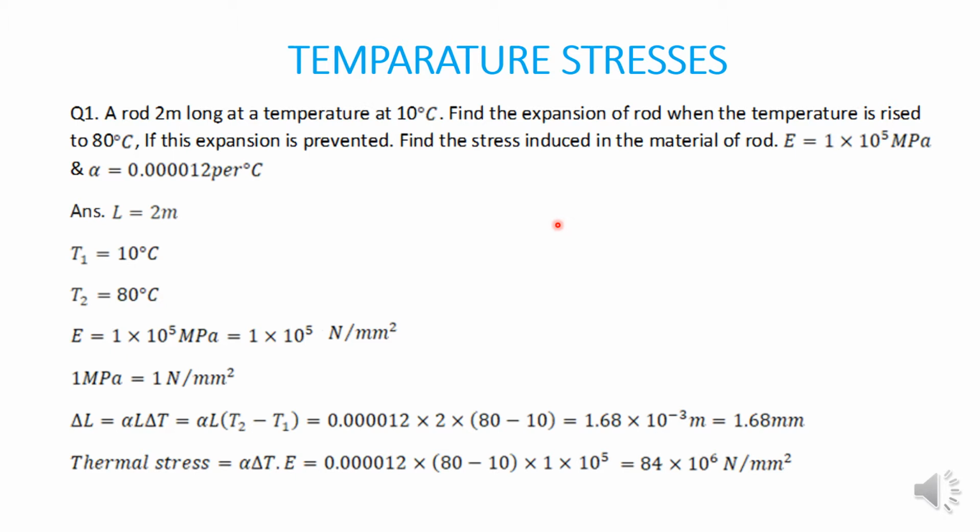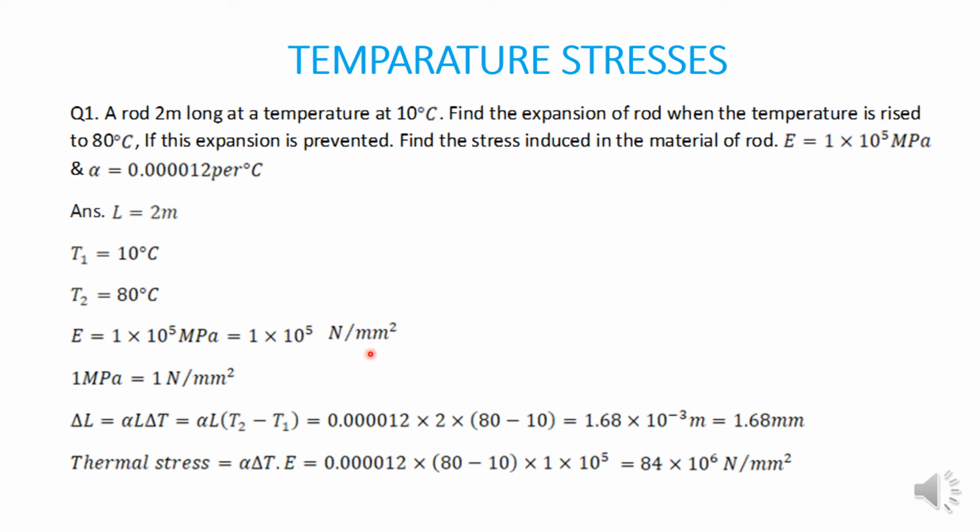Find the stress induced in the material of the rod if Young's modulus is equal to 1 into 10 raised to 5 megapascal, which is also Newton per mm square, and the coefficient of thermal expansion, that is alpha, equal to 0.00012 per degree Celsius. So first of all, write down the given data, that is L equal to 2 meter, T1 equal to 10 degrees Celsius, T2 equal to 80 degrees Celsius, and Young's modulus E equal to 1 into 10 raised to 5 Newton per mm square.